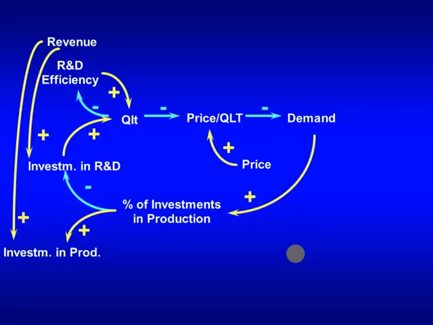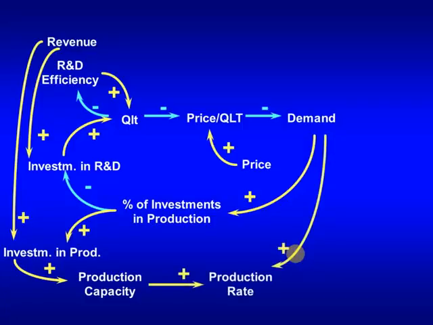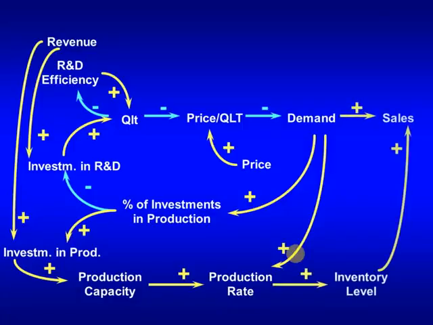And what is now happening is that you tend to put more emphasis on the investment in production. So you get production capacity, and then you have a production rate which is determined partly by your capacity and partly by your demand. That fills up your inventory level, and now, only now, you can sell. And then of course the sales are reducing your inventory level. And now I'm just going to say that the sales together with the price gives you revenues.